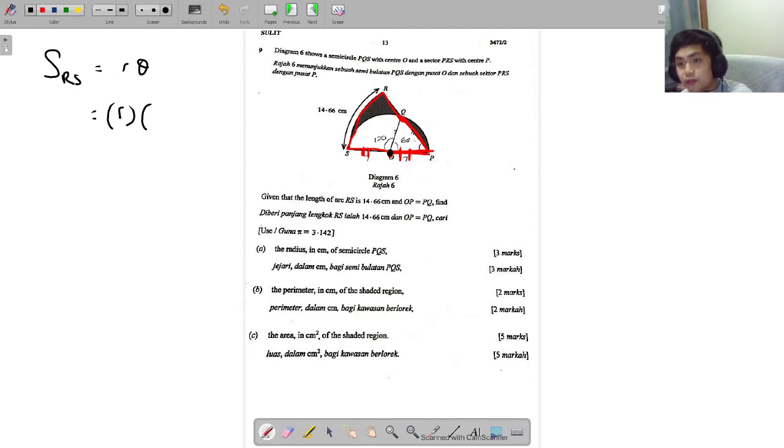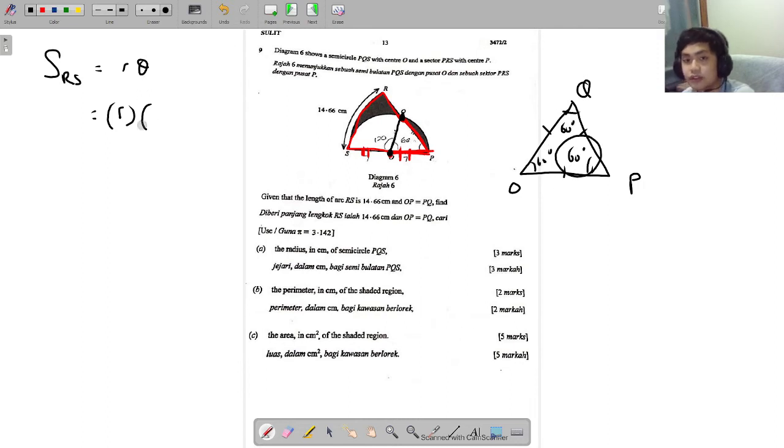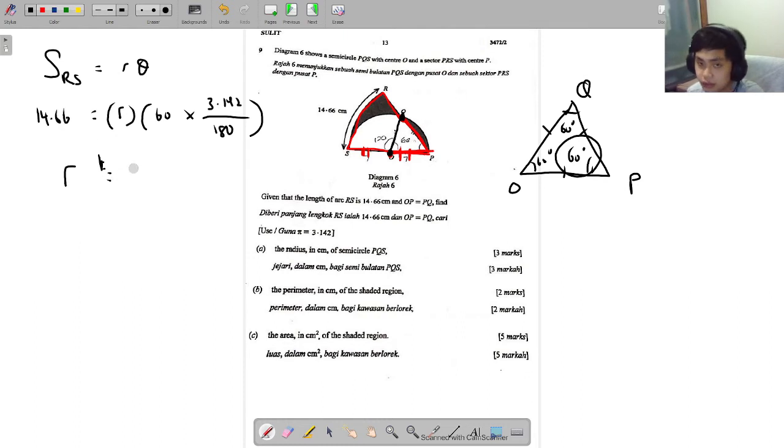Yes. So from here, if we look at this particular part, this is the center of the circle. If we were to draw a line connecting to Q, we can actually create an equilateral triangle that looks like this. So this is O, this is Q, and this is P. If this is an equilateral triangle, it means 60 degrees, 60 degrees, and 60 degrees. So our theta is actually this one here. So it is 60 times 3.142 over 180. We need to convert to radians to use the formula.